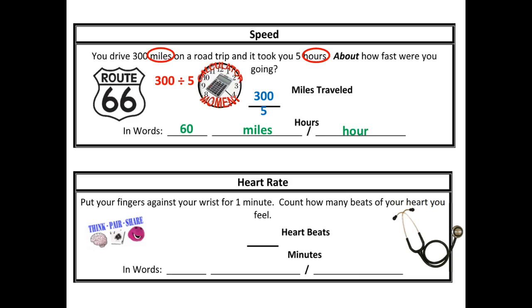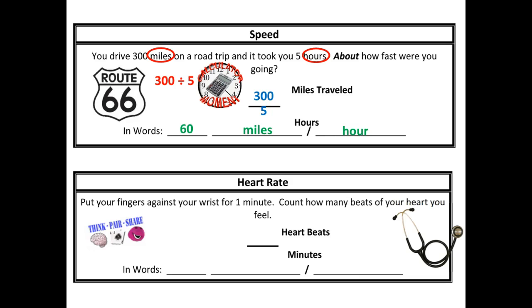So the unit comes from the word problem. If I know I had a numerator of 300 miles, I need to have miles as the numerator of my unit. If I had 5 hours as the denominator of my original rate, I need to have hours as the denominator of my unit. So I get miles per hour.